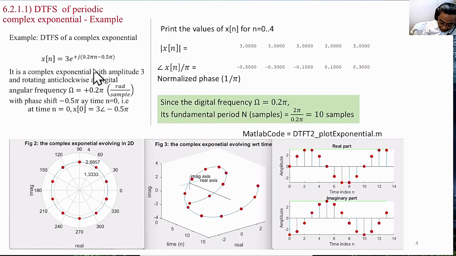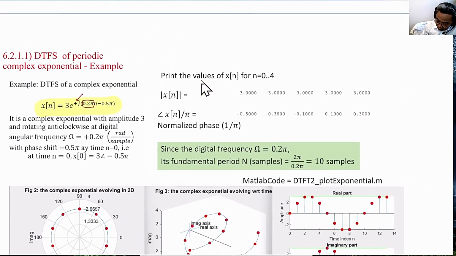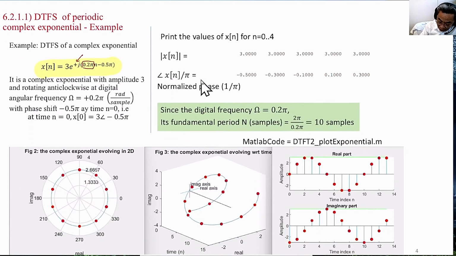The simplest complex exponential that we will study is this one. It has an amplitude of 3 and it is rotating at 0.2 pi radian per sample, and it has a phase shift of minus 0.5 pi. The angle is positive, which means that as sample n grows, you will realize that the complex exponential is rotating anti-clockwise.